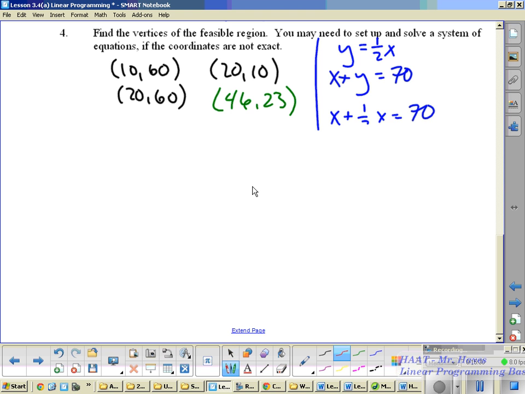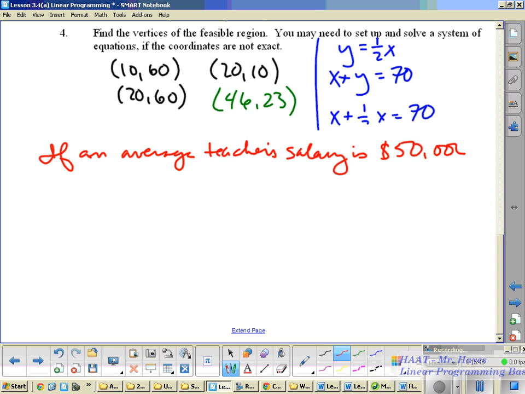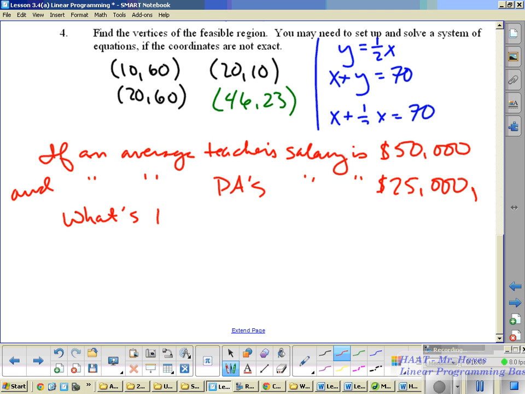So let's say the school board says, okay, so if an average teacher's salary is $50,000 and an average PA's salary is $25,000, what's the maximum and minimum salary costs?